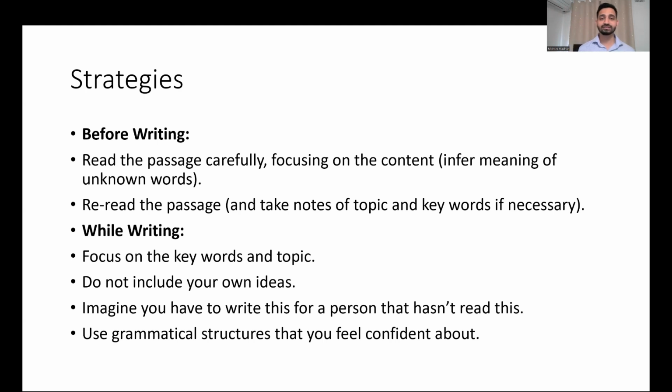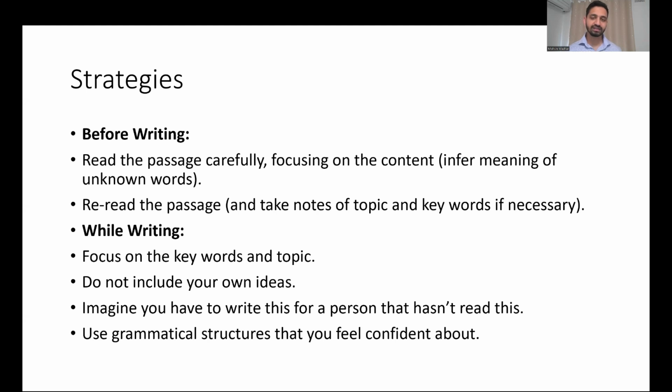Now, if you're writing a summary, and let me make it very, very clear to you, if you're writing a summary that is based on your ideas, or you are writing something completely different to what the text is, you're going to score 0. So you have to be very, very careful that you are not using your own opinion, your own ideas, or something that you do not understand. Imagine you have to write this for a person that hasn't read this.